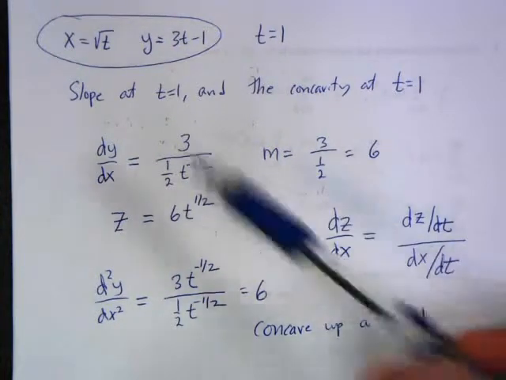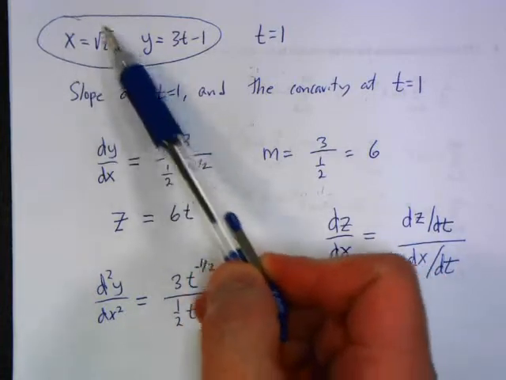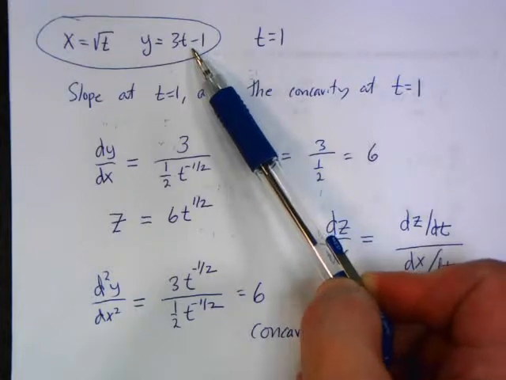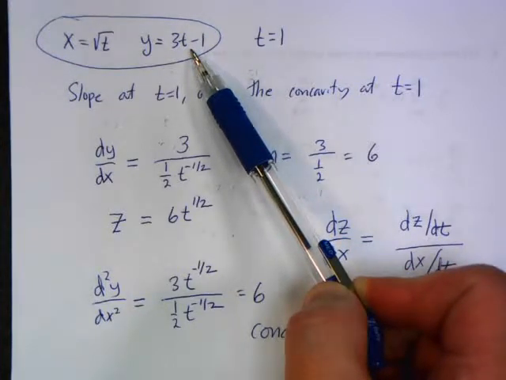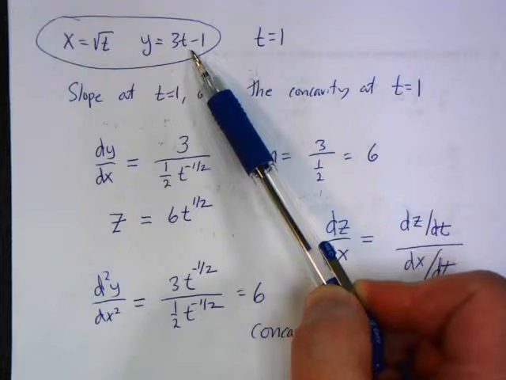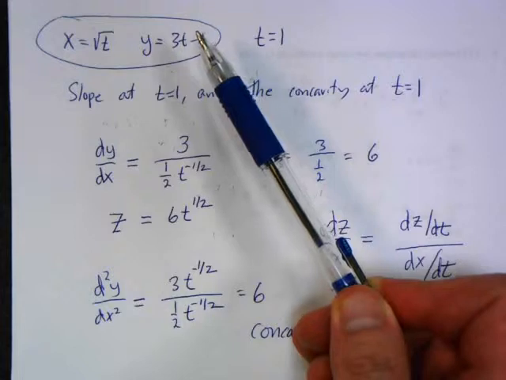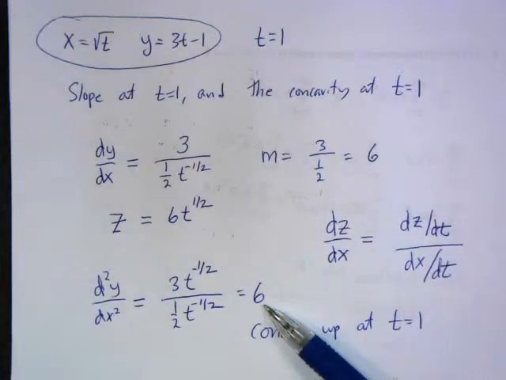Why is it a parabola? Get the t all by itself. t is x squared, and then take that and plug it into there. You would have y equals 3x squared minus 1. What kind of graph is y equals 3x squared minus 1? It's a parabola. It opens up, and so it is indeed always concave up. Questions on that? All right, so that's derivatives. Derivatives pretty easy.